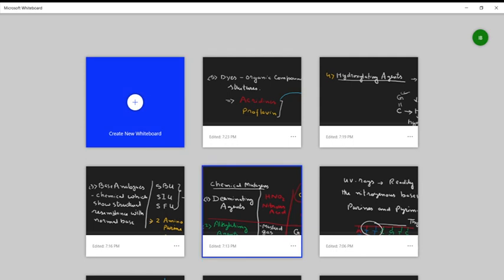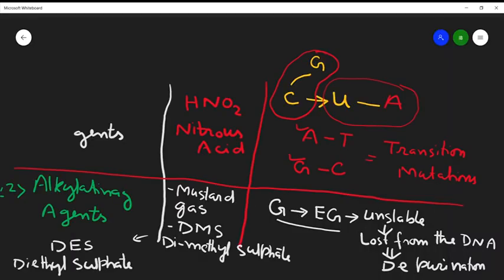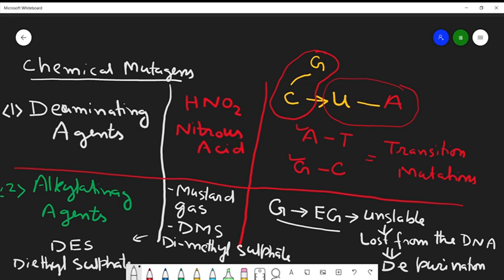Then we had seen the chemical mutagens. Here are the chemical mutagens. Number first is the deaminating agents. Deaminating agents include HNO2, or the nitrous acid, and they will remove the amine groups from the nitrogenous bases. For example, when cytosine gets deaminated, it is converted into the uracil, and then that uracil, instead of base pairing with guanine, base pairs with the adenine, and this results in the transition type of the mutation.